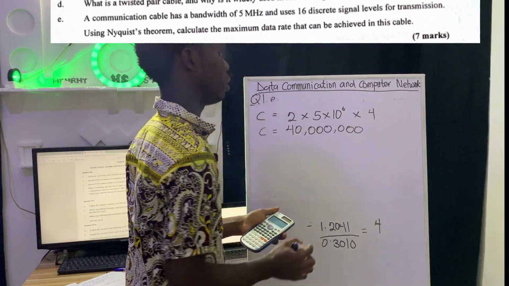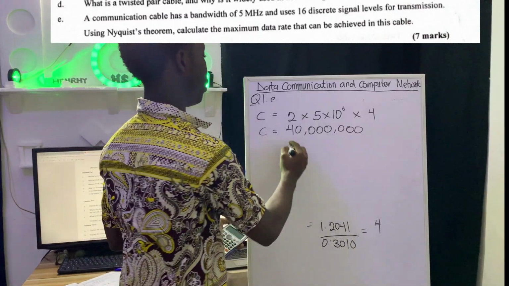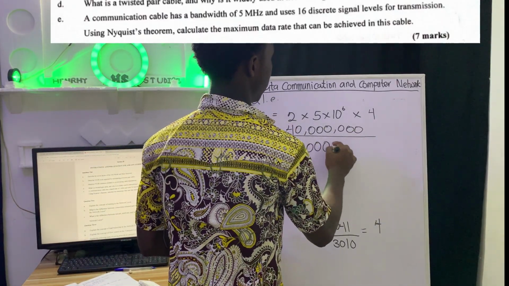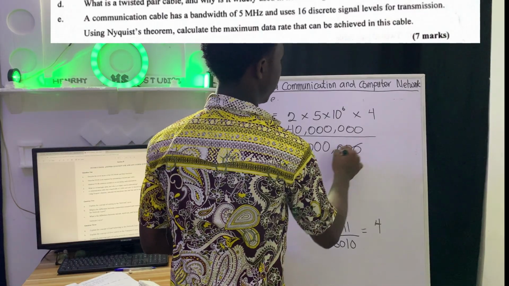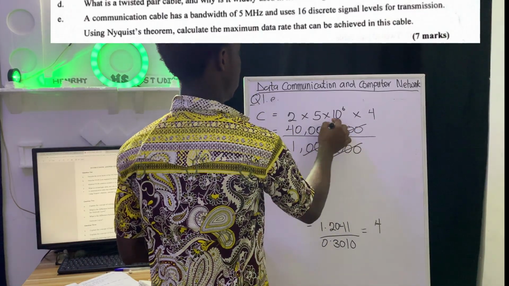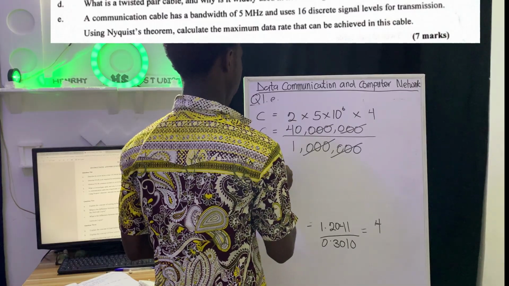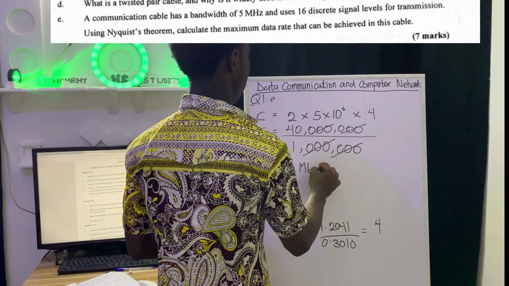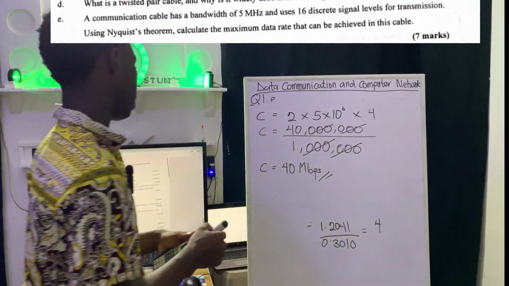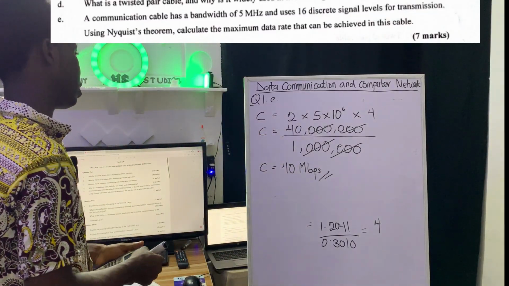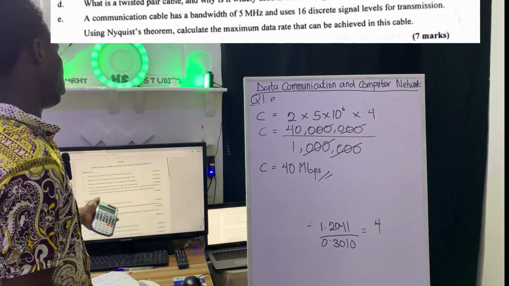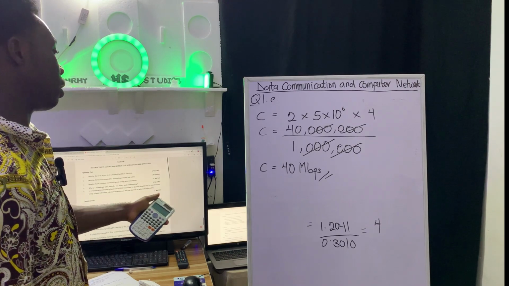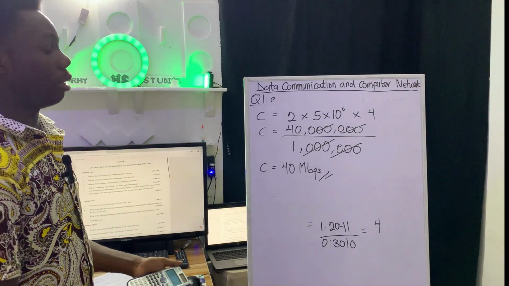Now we are not done. When you get your final answer, you divide it by 1 million, so 6 zeros by 6 zeros. Now our final answer is 40 Mbps. So this is our final answer for question 1E. The maximum data rate that can be achieved in this cable is 40 Mbps.